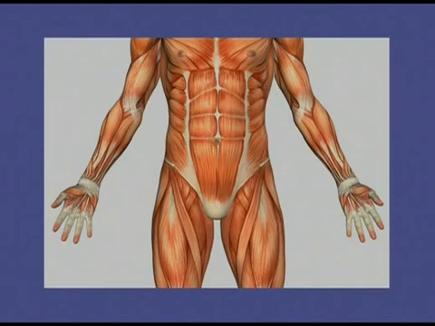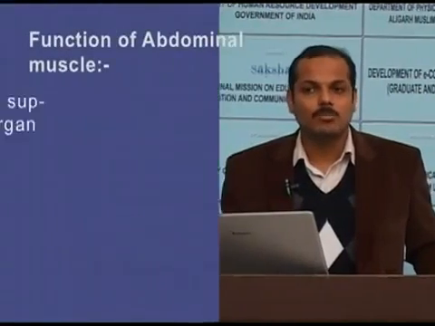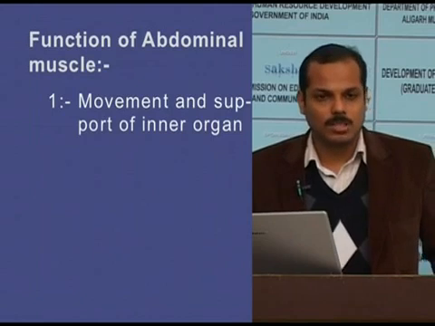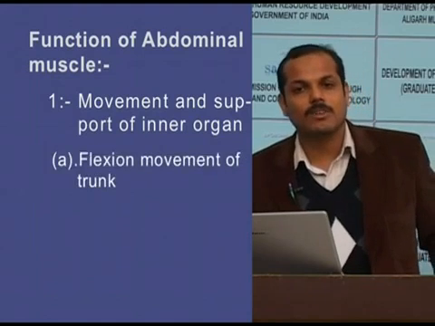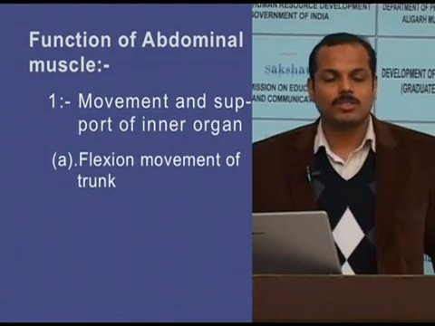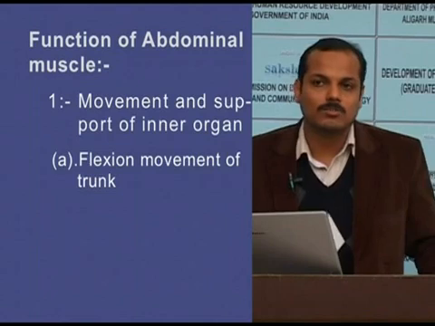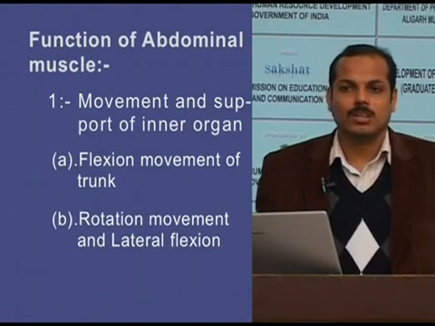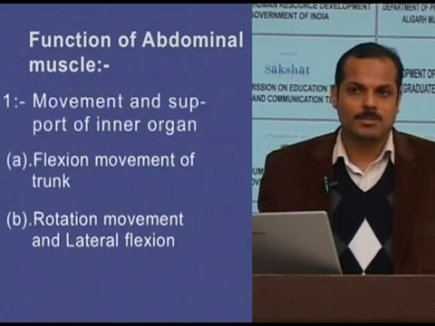These are the muscles seen in the front and sides of the abdomen, and the main function is the movement and support of the trunk. It is one of the main muscles which provides core stability, or support for the trunk. Another function is movement, especially flexion, lateral flexion and rotation movements. One of the main movements is flexion of the trunk, and the other movements done by the abdominal muscles are rotation and lateral flexion.